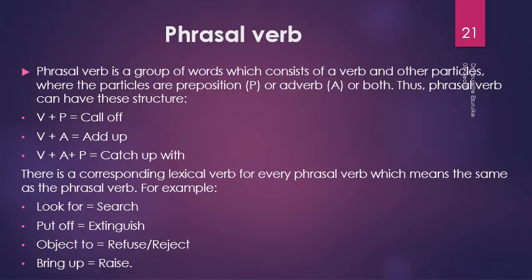We have a verb and a preposition, a verb and an adverb, a verb and an adverb and a preposition. So we can have these three structures of phrasal verbs. We can see the examples on the slide. A phrasal verb has a corresponding lexical verb, which means the same as the phrasal verb. For example, we have look for, which means to search, put off, which means extinguish, object to, which means refuse or reject, bring up.